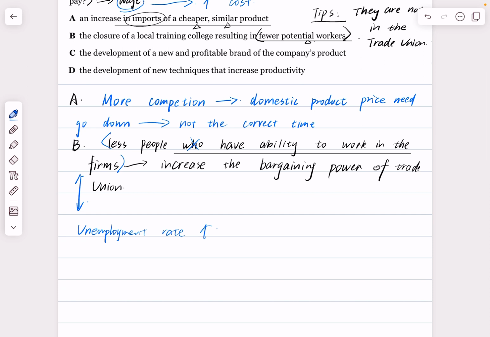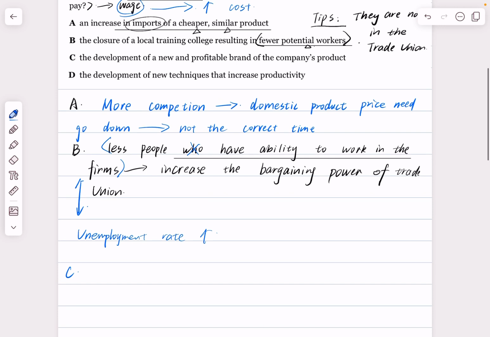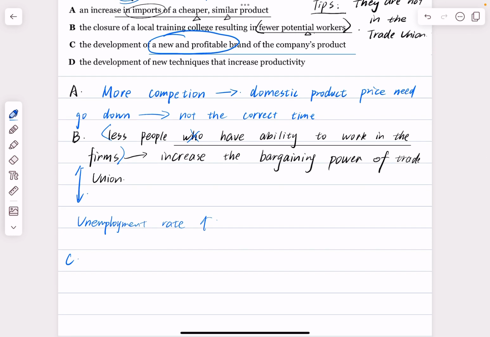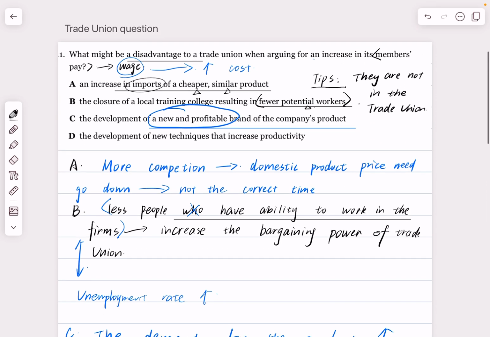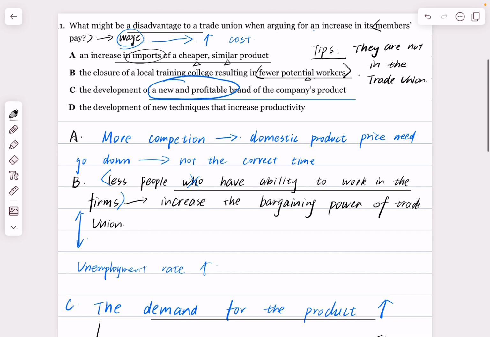Okay, and let's analyse the full mechanism for option C: the development of a new and profitable brand of the company's product. When I see the adjectives new and profitable, I see that the demand for the product will increase. And there is also another tip. Some students in our class, or some students who are studying IGCSE level economics now, may easily connect the demand for the product to an advantage for a trade union to argue for an increased wage.